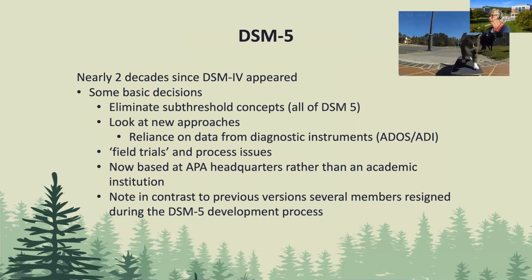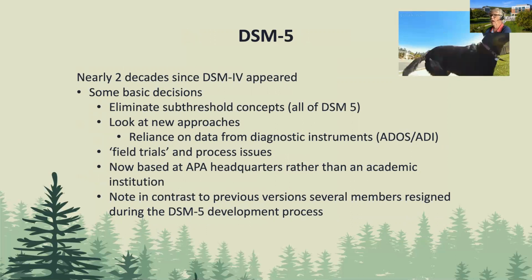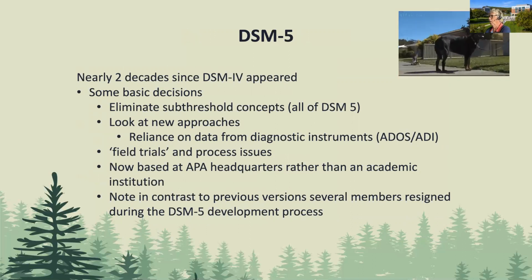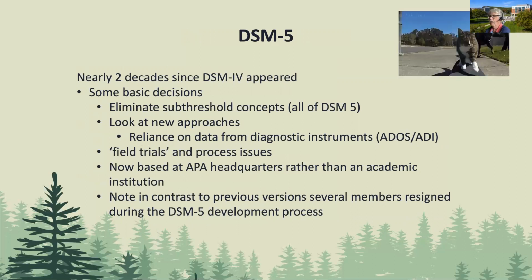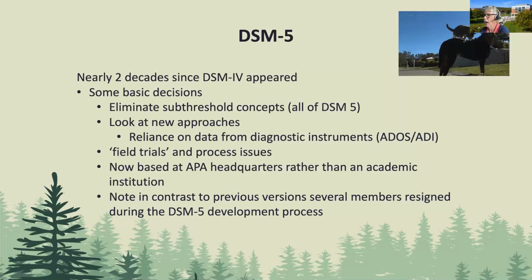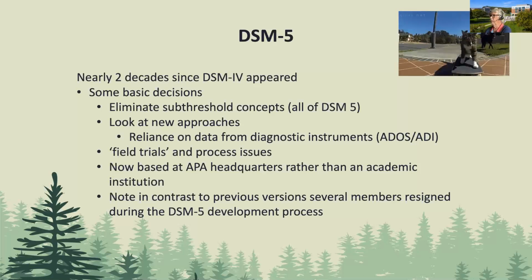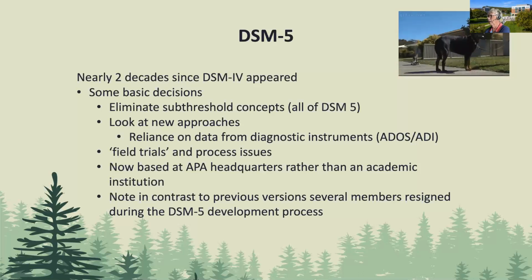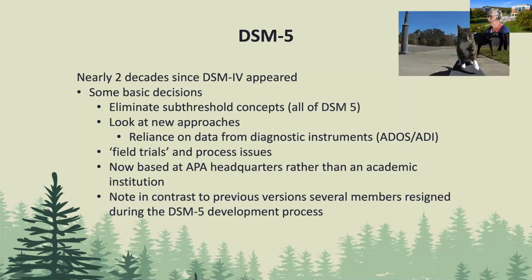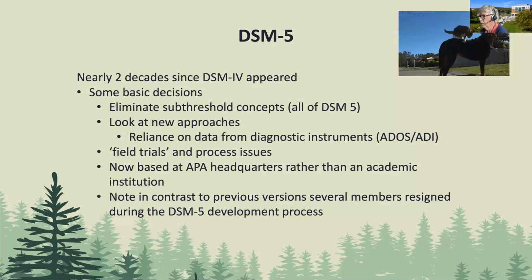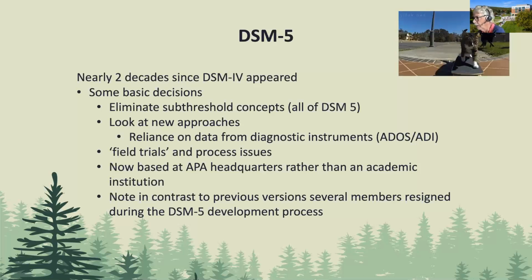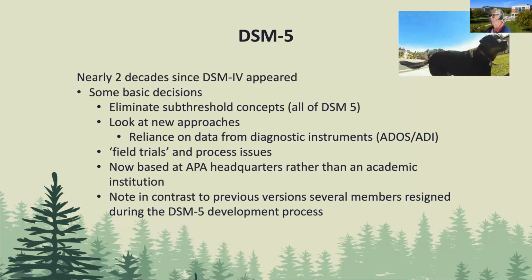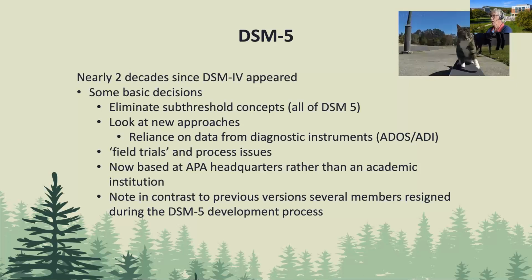There were some basic decisions made early on. We eliminated all subthreshold categories. That's all of DSM-5. That's a little problematic. We looked at new approaches. This is taking instruments like the ADOS and the ADI, the Autism Diagnostic Observation Scale and the Autism Diagnostic Interview, themselves keyed to DSM-4 and ICD-10, looking at those data, which had been developed for research purposes and require considerable training.